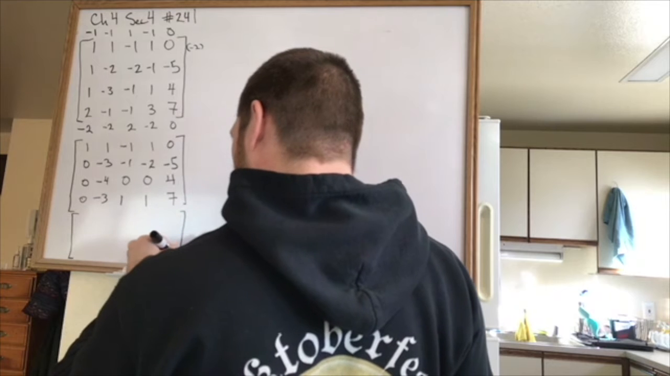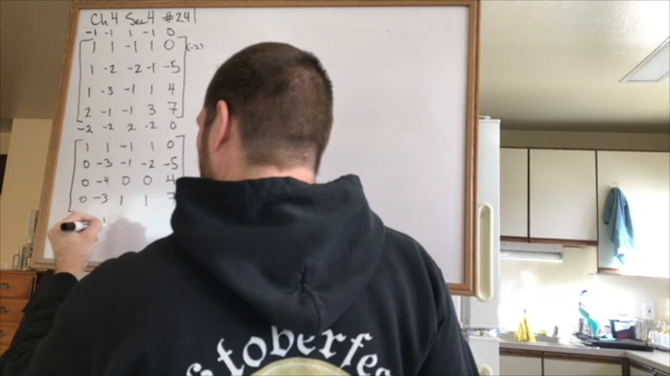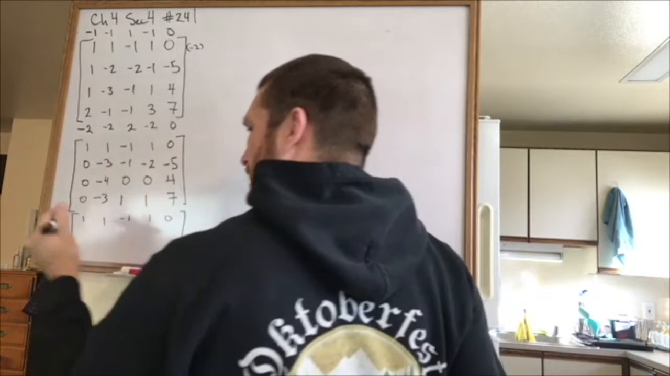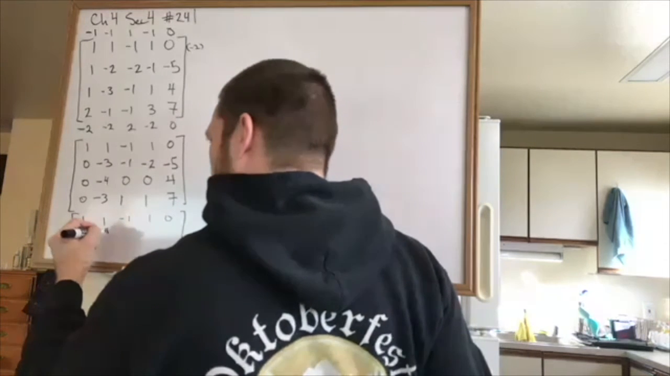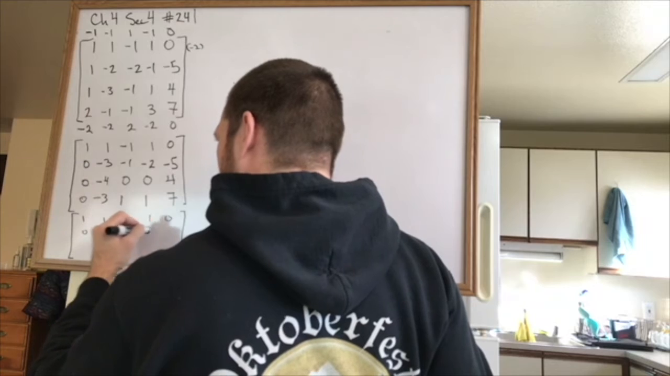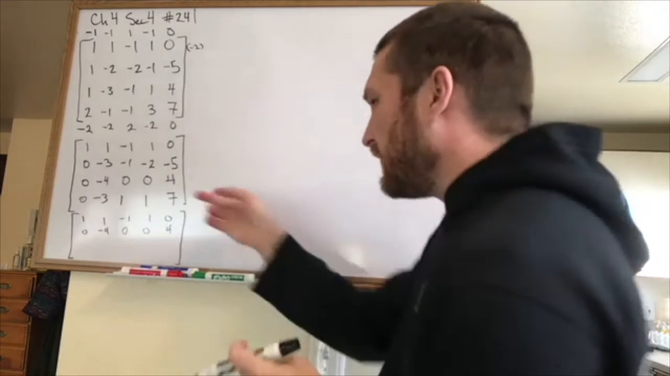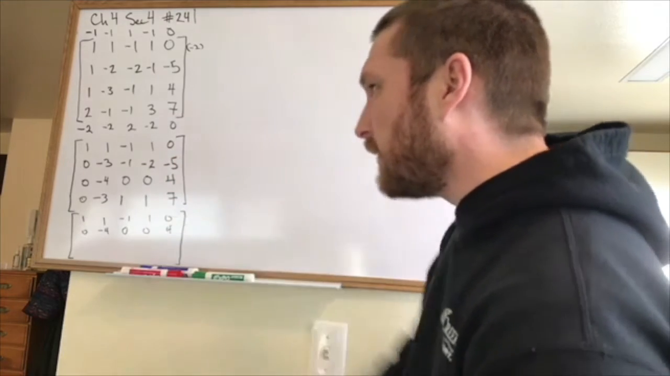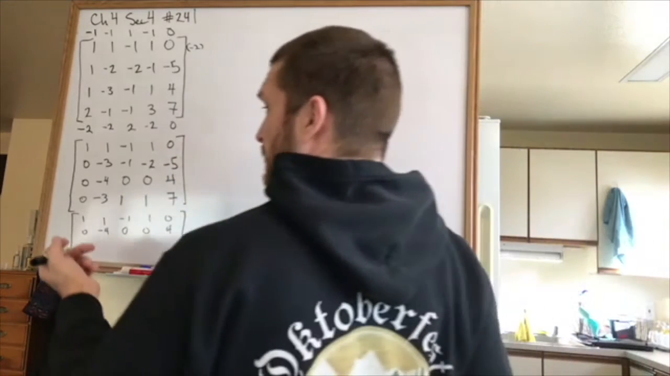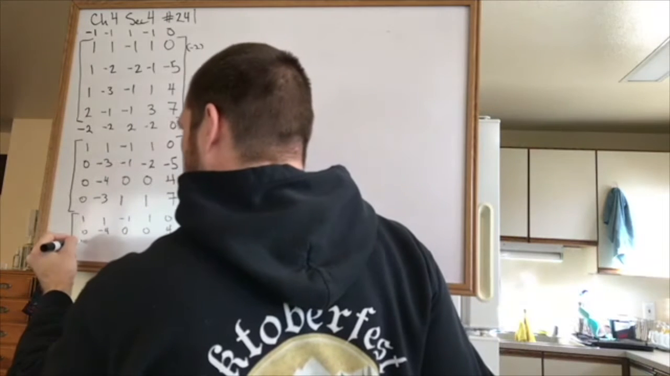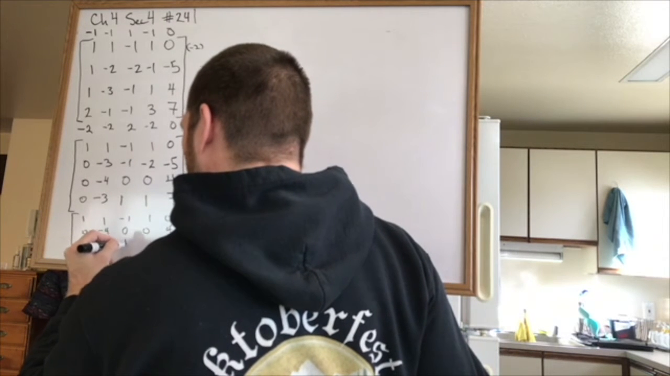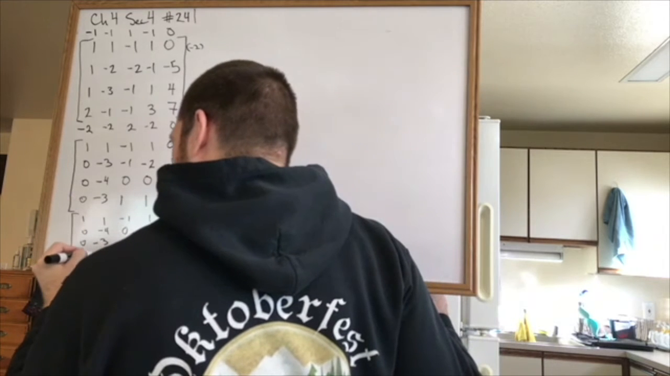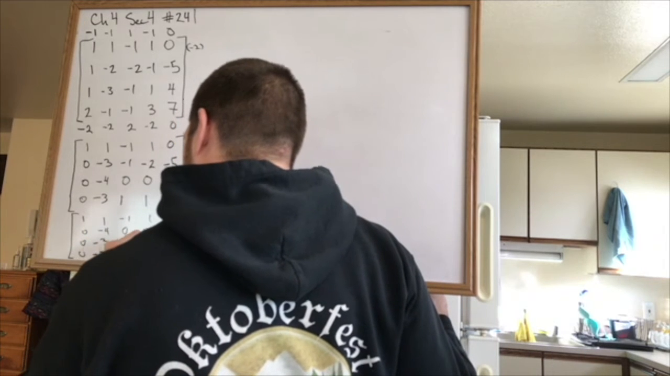I'm just rewriting the rows. We have a 1, 1, -1, 1, 0. This is now going to be that row right there: 0, -4, 0, 0, 4. And I could swap it with either one of those that I want, and rather I could write these in any order now. I don't see any difference really, so let's just go ahead and write that one now: 0, -3, -1, -2, -5. And the final row, 0, -3, 1, 7.